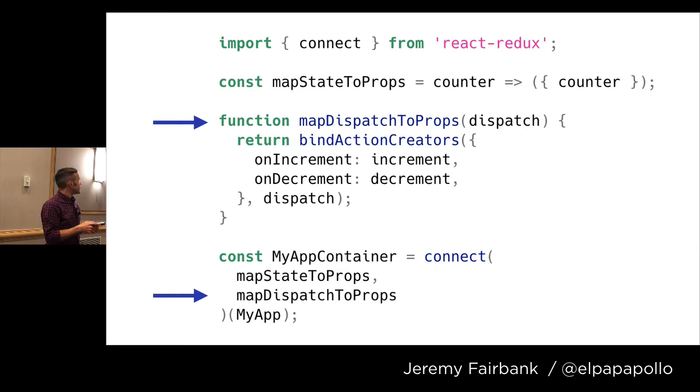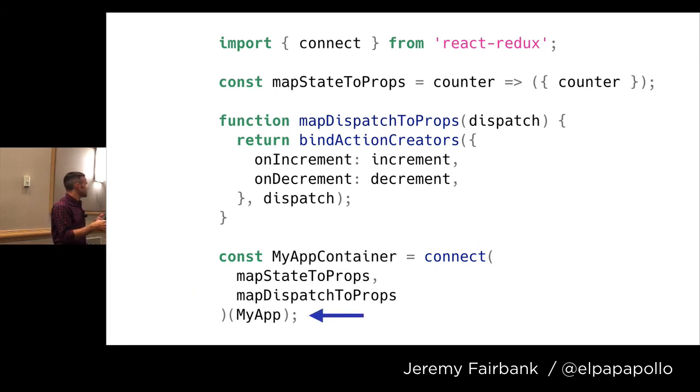Then we have this map dispatch to props. So first with map state, we expose state. With map dispatch, we can expose action creators. The map dispatch will receive the dispatch method from the store, and then we can do that binding process here. And so I can take my increment action and my decrement action, and I can bind them to the store, and we'll rename them on increment and on decrement so they have a more callbacky sounding terminology.